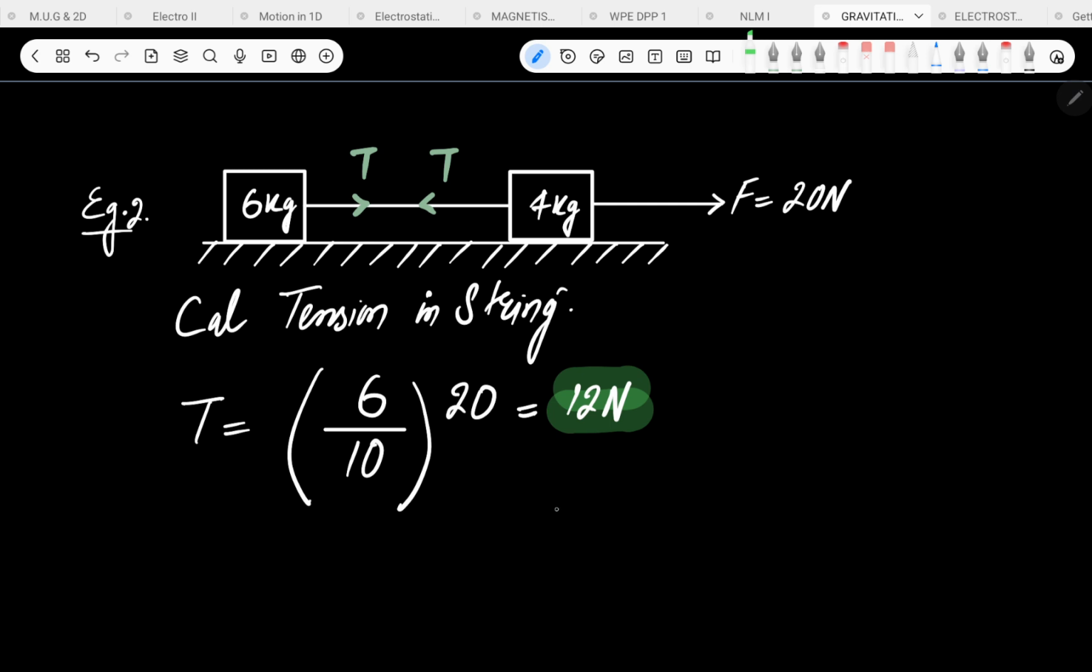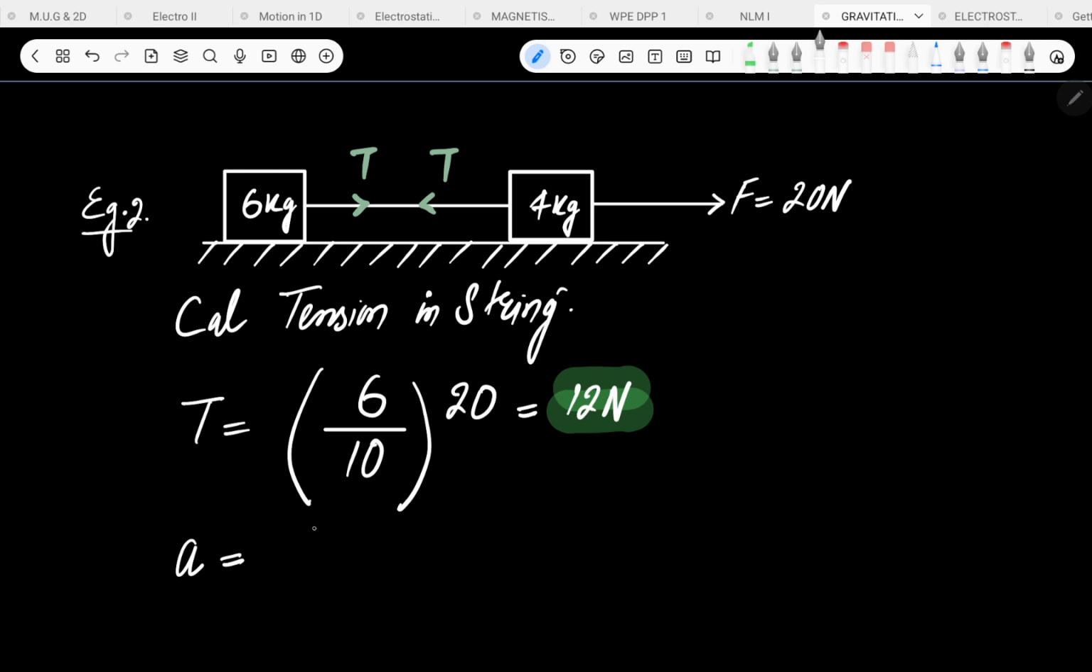Okay, so that means with the help of this trick, we can directly calculate tension without calculating the acceleration of the system. In one line, we can say what the tension in the string is. If you are interested in acceleration, no doubt we can calculate that.